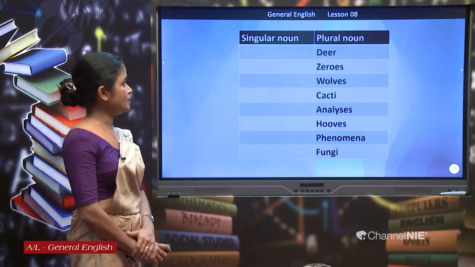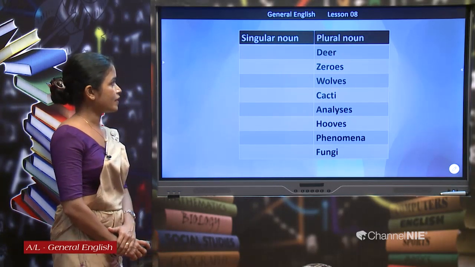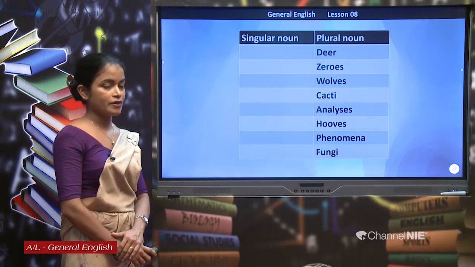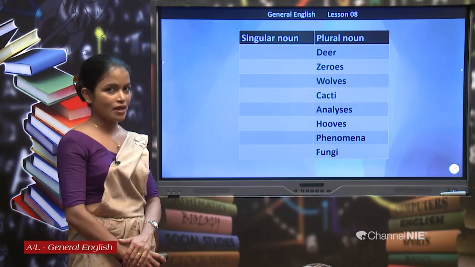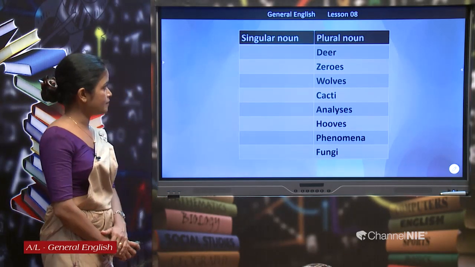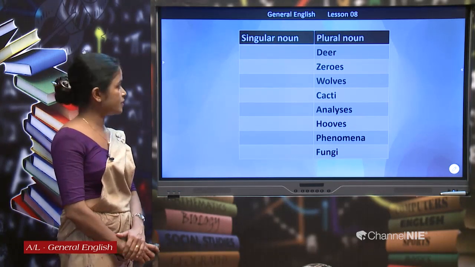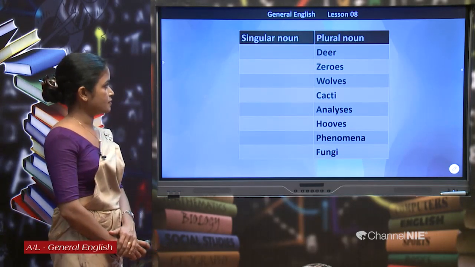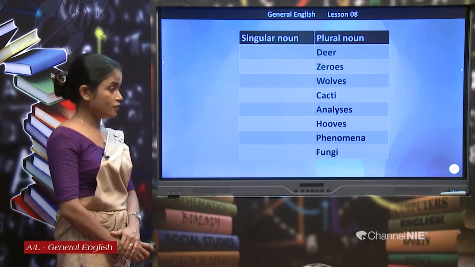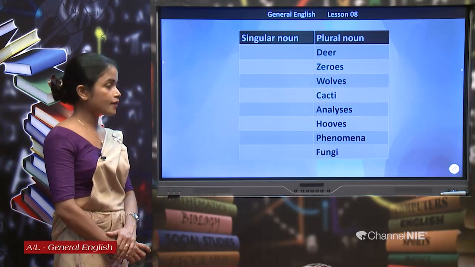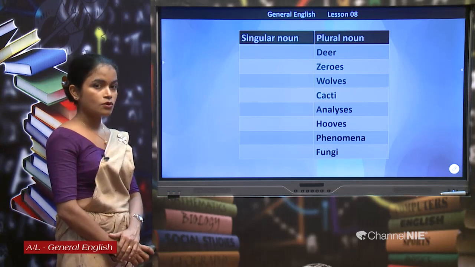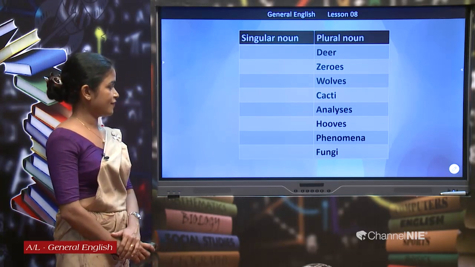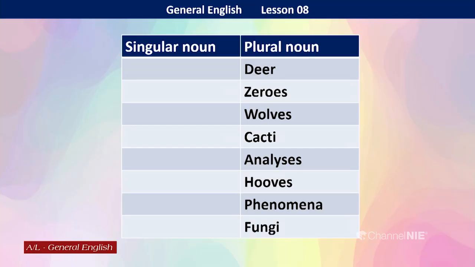Okay, so let's see the next one. There they have given the plural noun. You have to write the singular noun. So, take your time. Let's go through the plural nouns given. Deer, zeros, wolves, cacti, analysis, hooves, phenomena and fungi.